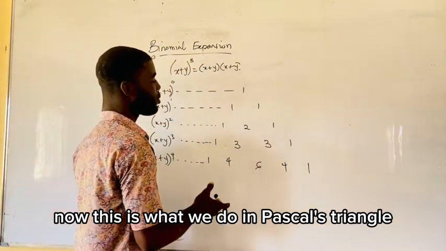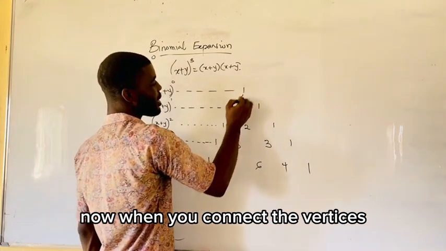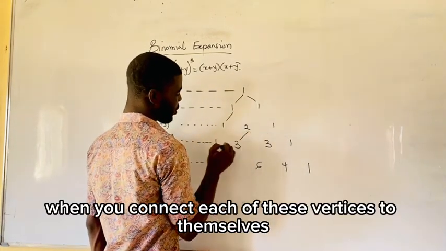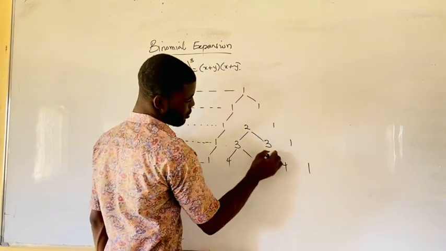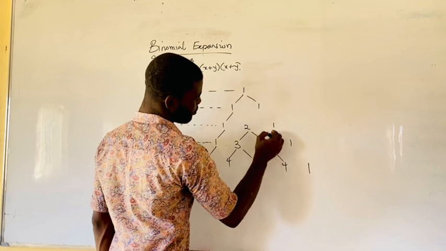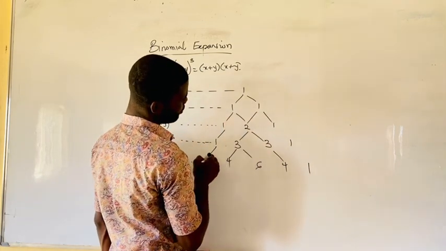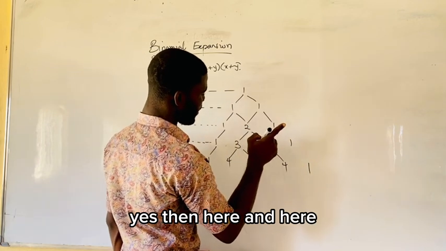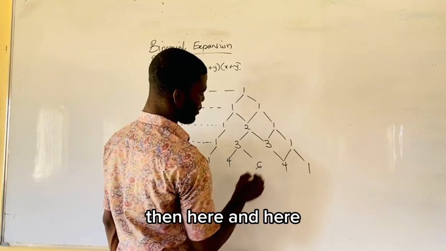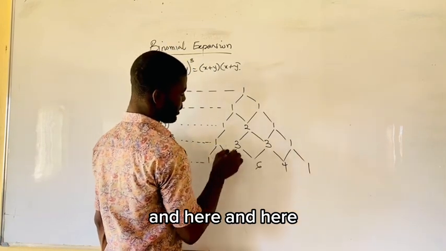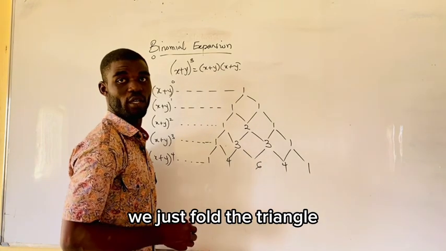Now this is what we do in Pascal's triangle. Now this is why it is called a triangle. Now when you connect the vertices, when you connect each of these vertices to themselves, let's go here, here, here, then here and here, then here and here and here and here, and here. Now, looking at what you have here, we just form the triangle.